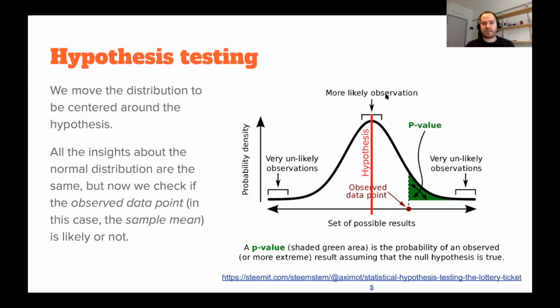And as you can see here, these are the more likely observations. These are the things that we've seen before already. The things that are closer to the center are more likely to be observed. If you see that, you say, yeah, it makes sense. Then there are the very unlikely observations, which are those far away from the center. Again, very unlikely observations.